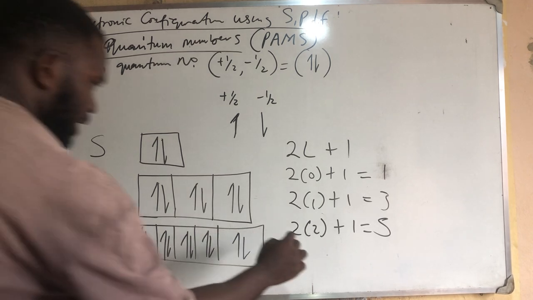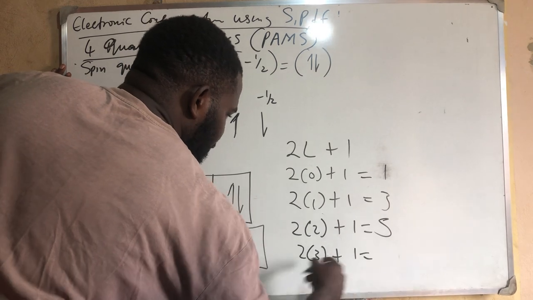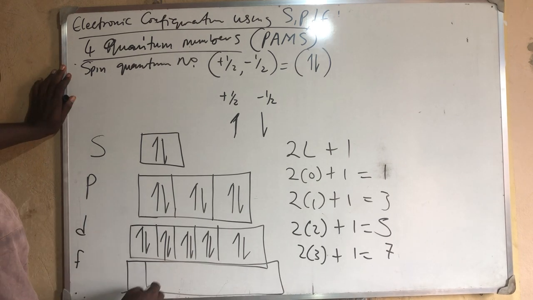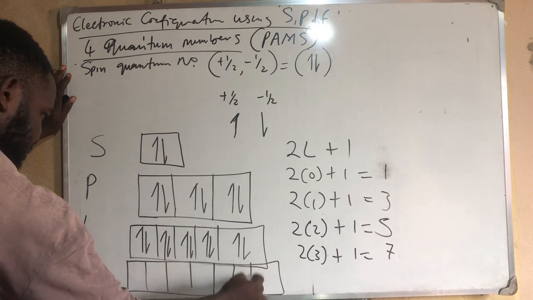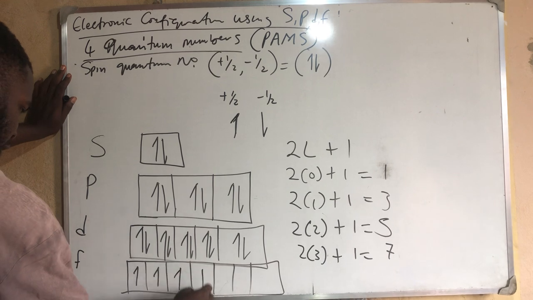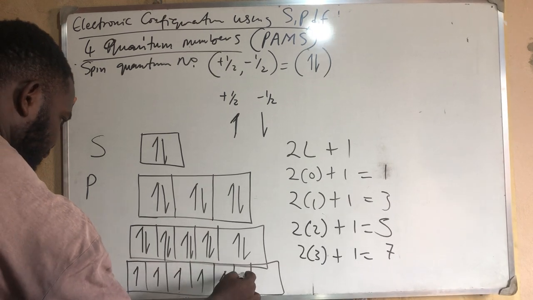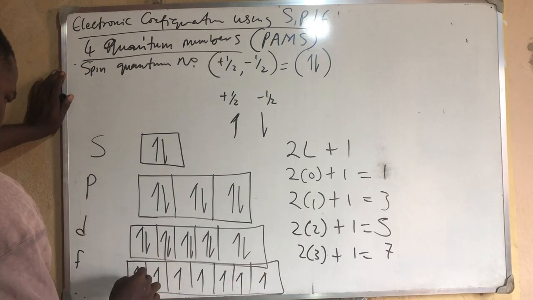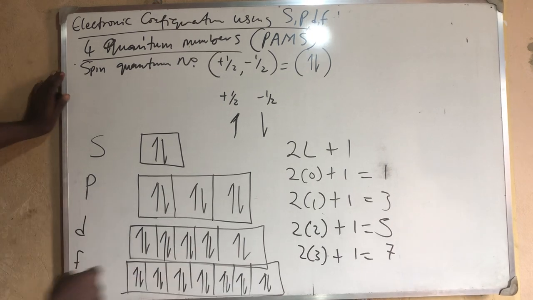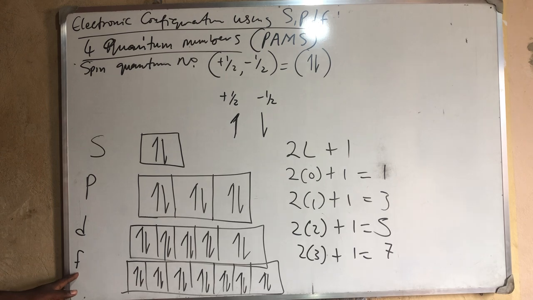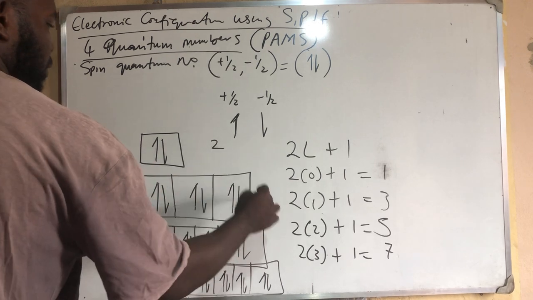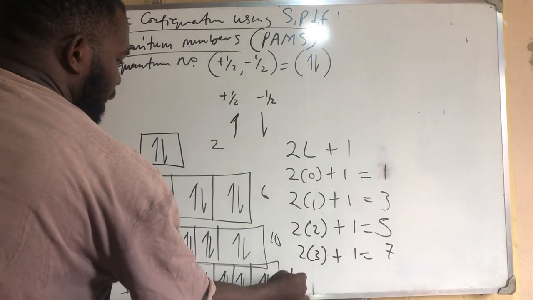Then finally, for f, it's 2 into 3 plus 1, which will give you 2 times 3, 6, plus 1, 7. So if they have 7 in number, 1, 2, 3, 4, 5, 6, and 7. So we have 1 spin up, 2, 3, 4, 5, 6, and 7. We spin down, 1, 2, 3, 4, 5, 6, 7. So what does it mean? It shows that the f orbital will take a maximum of 14 electrons. So this is 2 electrons. If you add 4 here, you have 6 electrons. Add 4 here, 10. And add 4 here, you have 14.